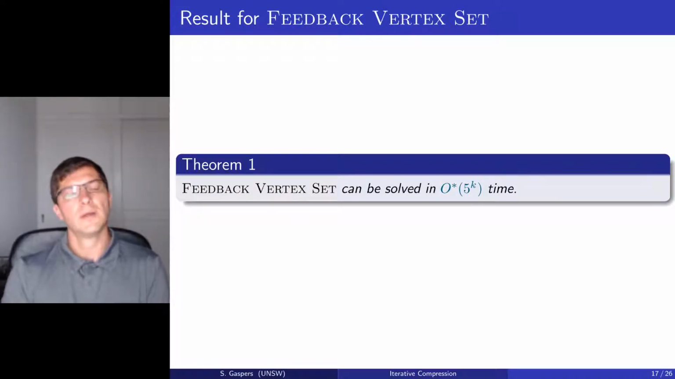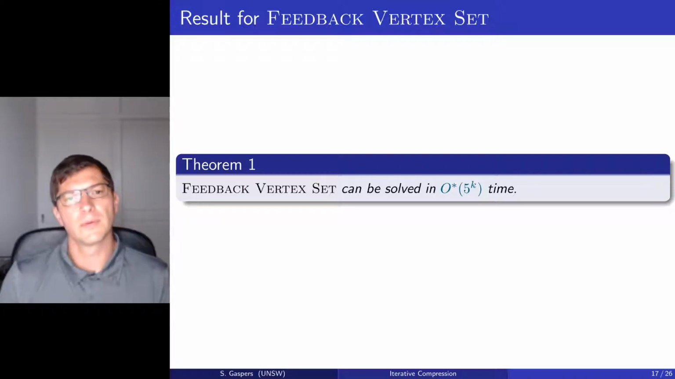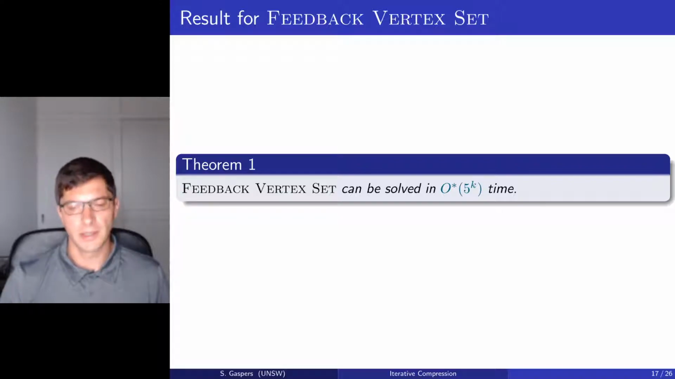Okay, so the disjoint version can be solved in time 4 to the power k, meaning that the compression version can be solved in time 5 to the power k, which also means that feedback vertex set can now be solved in time O star of 5 to the power k.